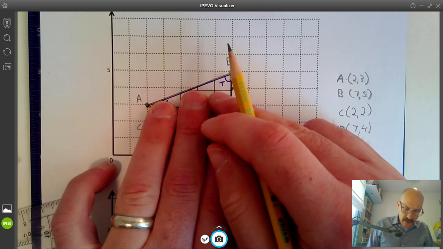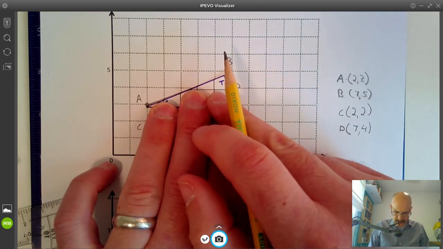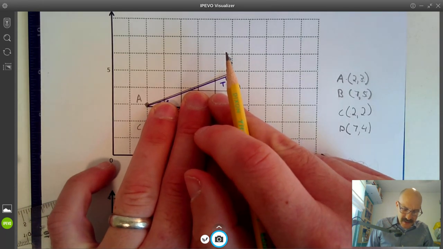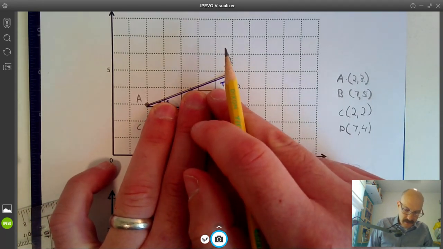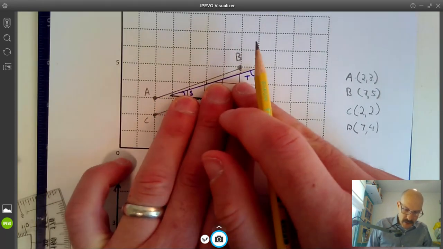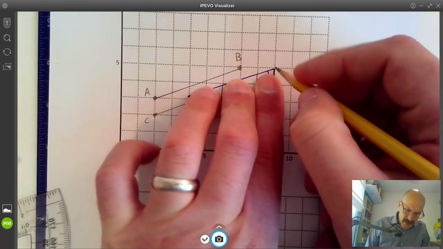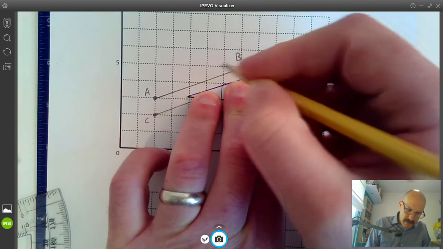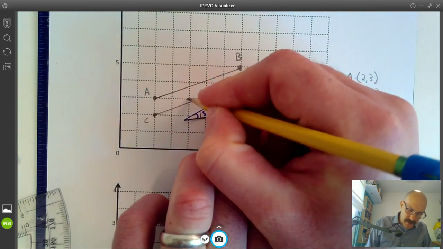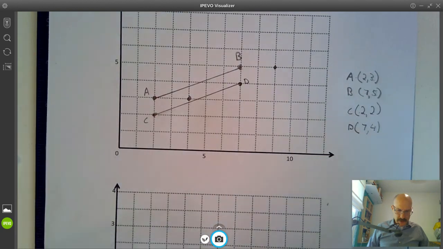Okay, so let's go back to point A, and this time let's move it to the right. I'm going to slide it to the right 2 spaces, right? 2 units. So 1, 2. We'll call these points E and F.